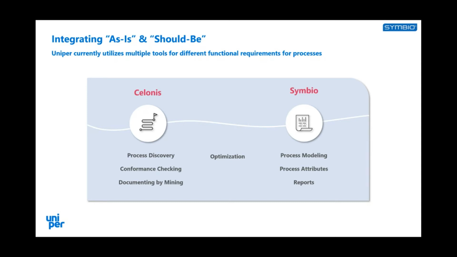Symbio, on the other hand, is our process modeling tool which we use to document how things should run. It's the should-be tool. It also includes much more information such as what is the relationship of processes to each other, how are they connected, what are the IT applications being used in a process, are there any risks or controls, etc.